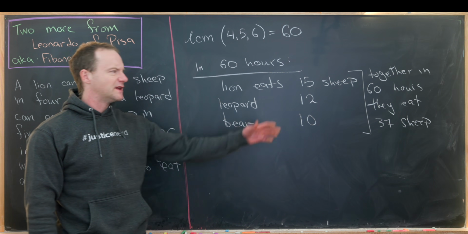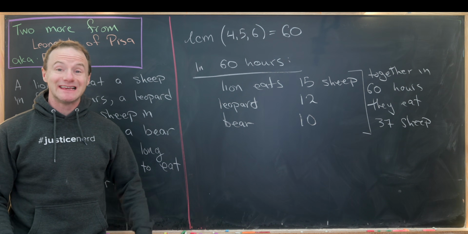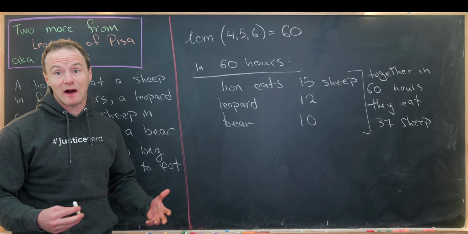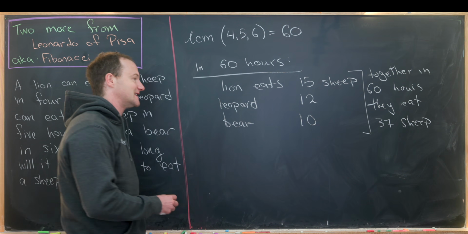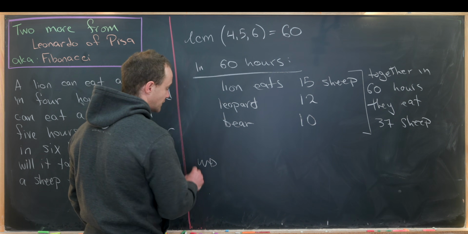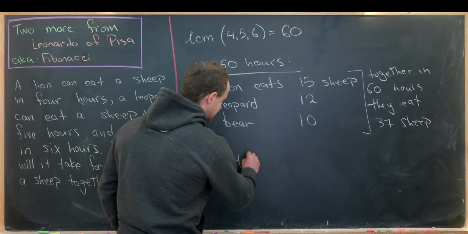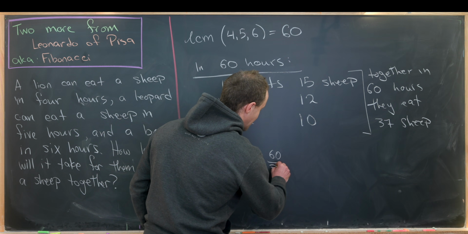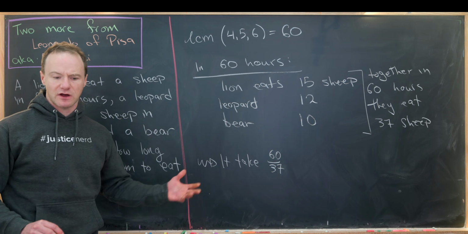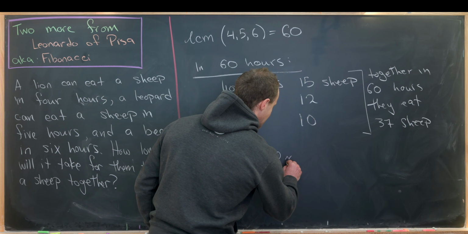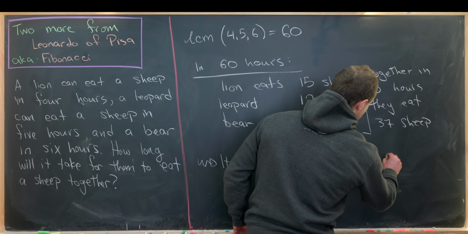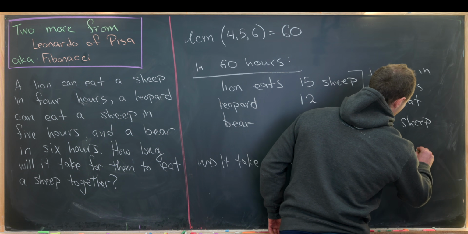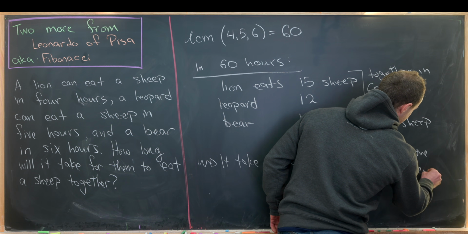Okay, nice. But now with this information, it's fairly easy to produce a solution to our final goal, and that's just by taking the quotient of 60 by 37. So in other words, it takes 60 divided by 37 hours. So how many hours is that? That's approximately 1.62 hours to, I'll just put, share one sheep between the three of them.